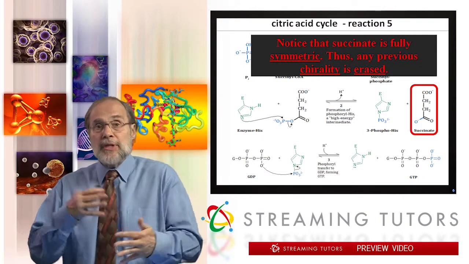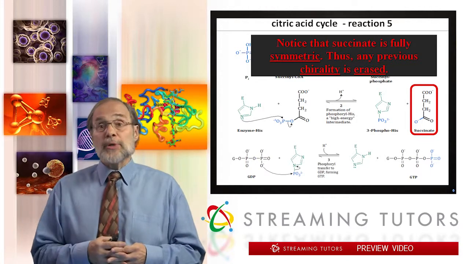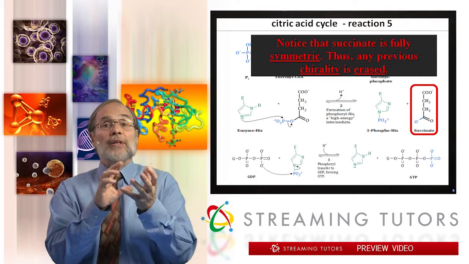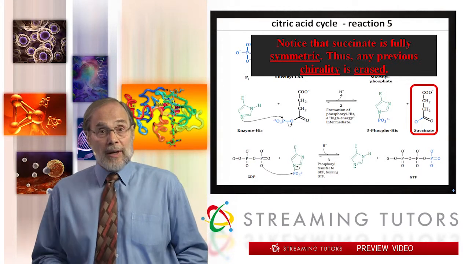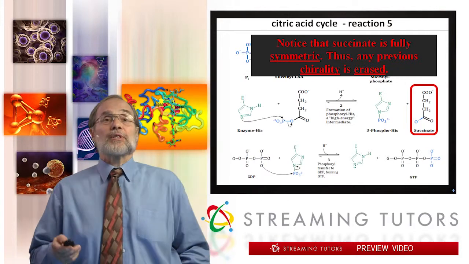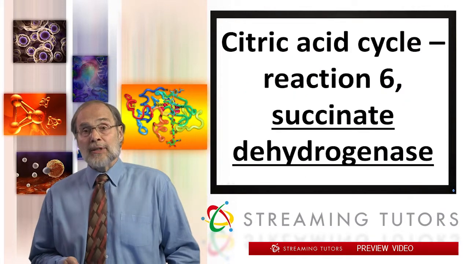So as we understand how carbon flows through the TCA cycle over multiple cycles, this will turn out to be important. You've erased any chirality here. You've effectively randomized the remaining 4 carbons on this intermediate. We'll call that back in a few minutes because it allows us to make sense out of what happens to carbon overall. All right, let's go to reaction 6.